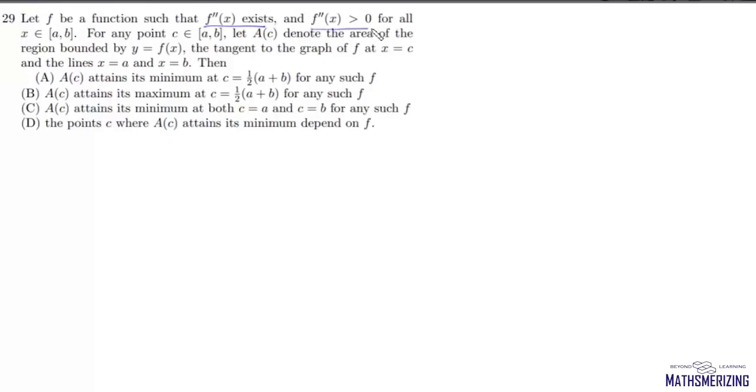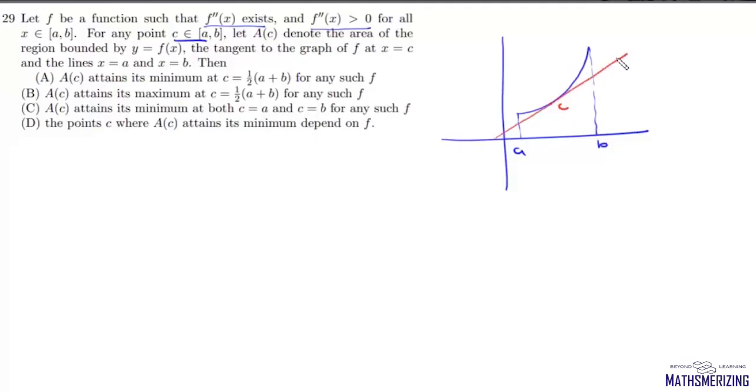Now question number 29: let f be a function such that f double dash x exists and f double dash x is greater than 0. So we have this function which is always opening upwards. Then in between a and b, there's a point c, and let A(c) denote the area of the region bounded by y equals f(x) and the tangent to the graph of f at x equals c. So we have any point c in between a and b, and if we draw a tangent at c, then A(c) denotes this area.